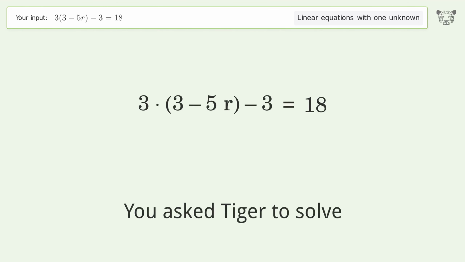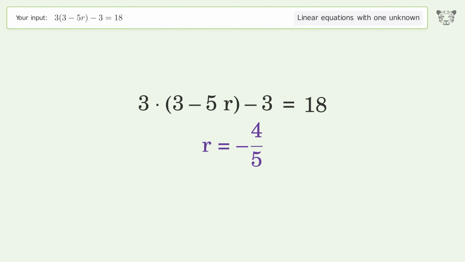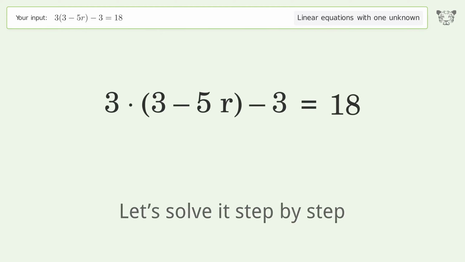You ask Tiger to solve. This deals with linear equations with one unknown. The final result is r equals -4/5. Let's solve it step by step.